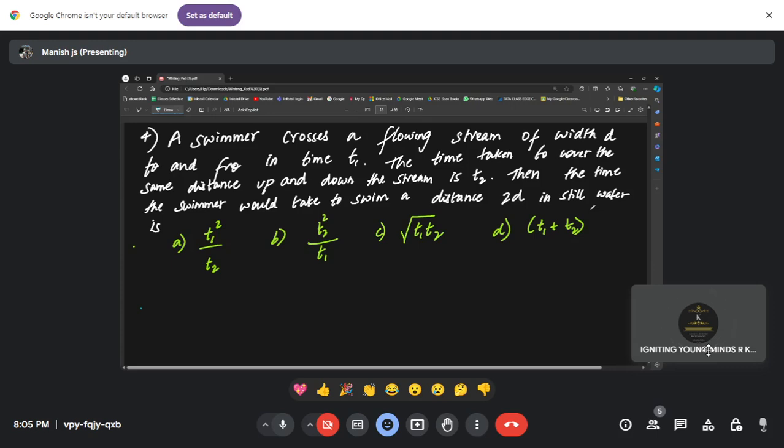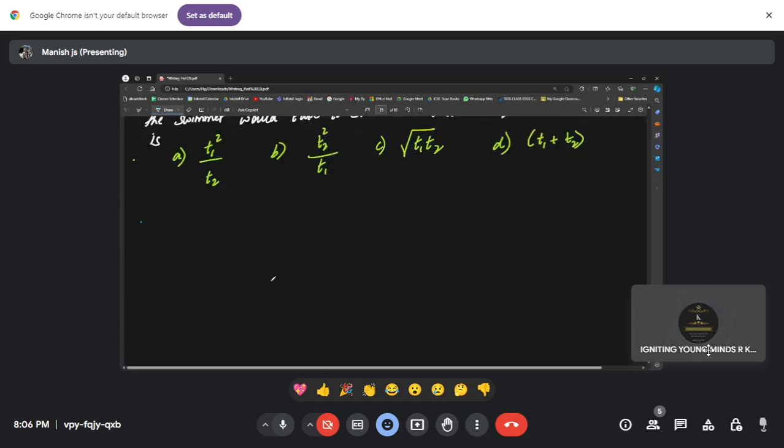Then they're asking, what time would it take to swim the distance 2D in still water? So in still water, how much time the swimmer is going to take? That is the question here. Okay, so we'll see how to approach this particular question. It's a different aspect altogether. So we'll see it. So for this, we have certain information that we need to know, some basics. Let's see.